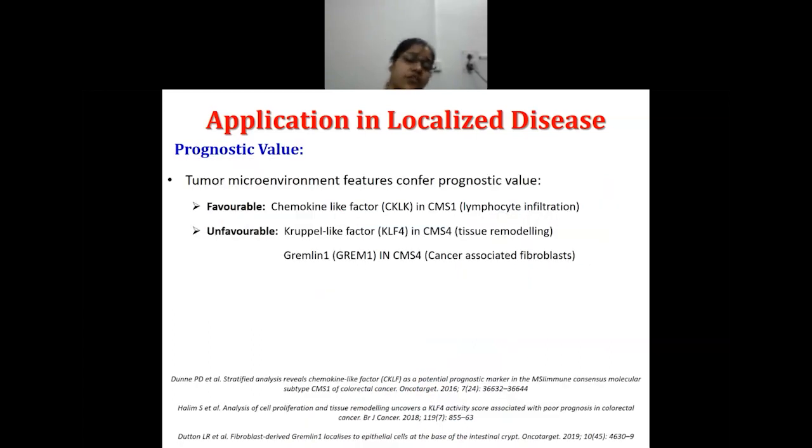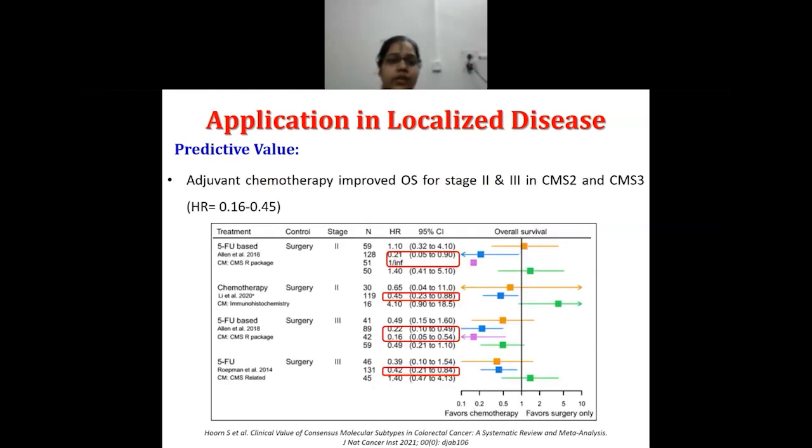There are even other features which can give prognostic value, like the tumor microenvironment features, like chemokine-like factor in CMS1, which accounts for lymphocyte infiltration, which is a favorable factor, while the unfavorable factors include Kruppel-like factor and GREM1 in CMS4, accounting for tissue remodeling and cancer-associated fibroblasts respectively.